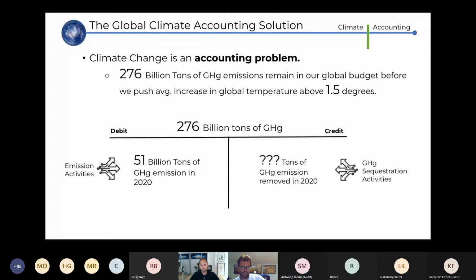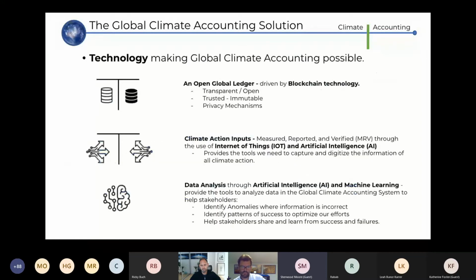So a decade ago, this would have been an impossible conversation to have because the technology just wasn't there. But we now have the technologies in place that can make this a reality. And so I want to run through those really quickly. The global ledger itself, we believe can be driven by blockchain technology.